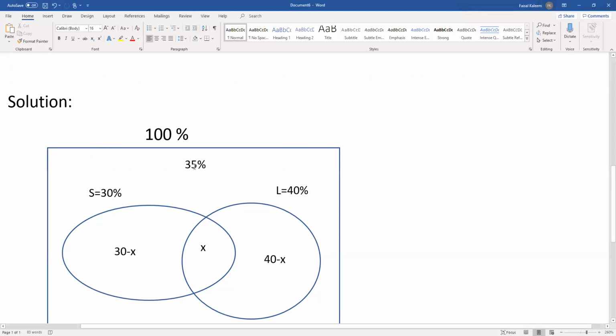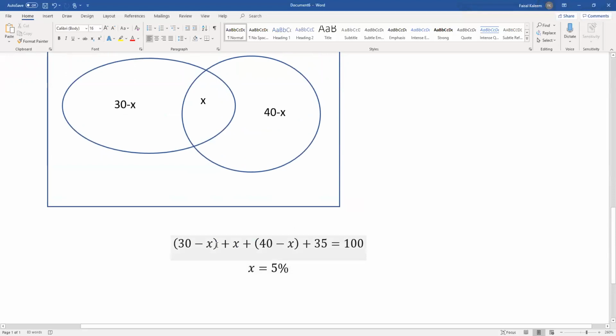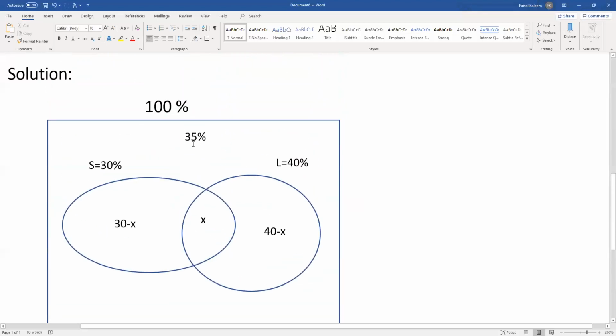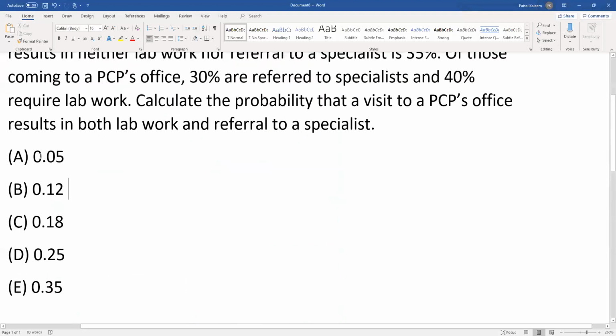So these four quantities should add up to the total 100%. So that's what we do next. 30 minus X plus 40 minus X plus 35. They all add to 100%. And solving this basic algebra equation, we get X equals 5%, which is choice A.